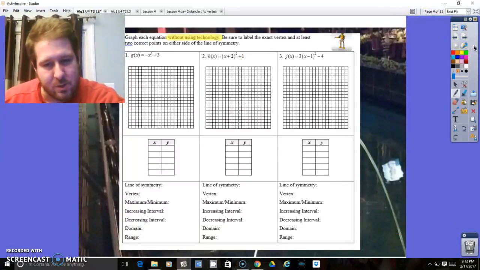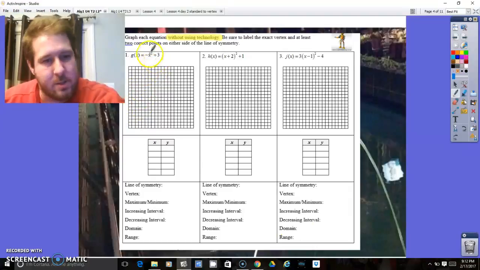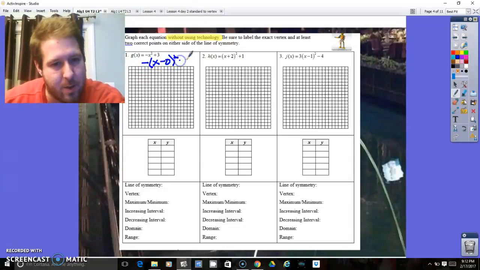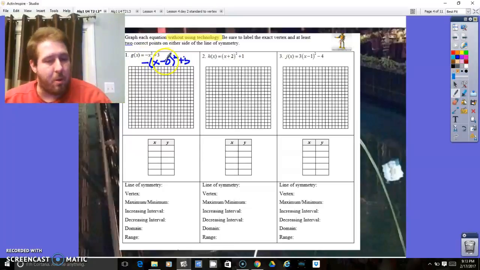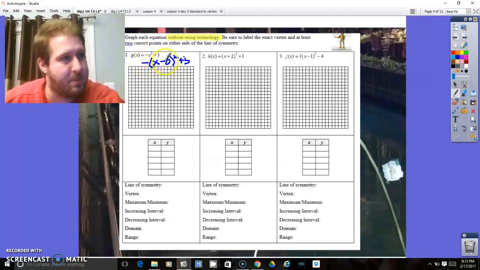All right, so we're going to be talking about vertex form again, and we're going to be looking at key features of functions. That means we're looking at vertex, maximum, minimum, the domain, the range. So when I'm given an equation like this, first of all, this is standard form. If I want to change that to vertex form, it would be -(x minus 0) squared plus 3. All I really did was put the x in parentheses, and I put a -0 or a +0, same thing, and that represents the h in vertex form. So this became the a, and this became the h.